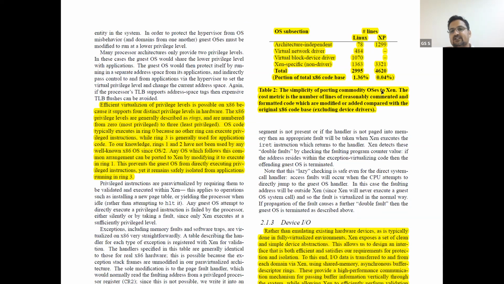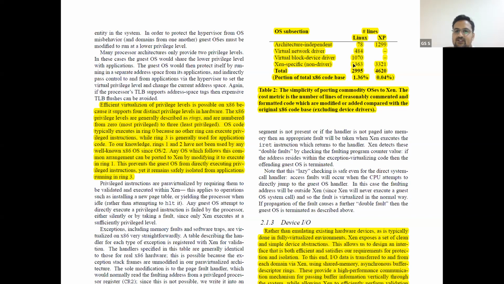When they modified the operating systems so that they can run Xen, how many lines of code they changed is given in this table. In Linux, there are 78 lines of code which are architecture independent. Network drivers 484 lines, 1000 lines for the virtual block device driver. What is a virtual block device driver? Hard disk. A block device is a hard disk. Character devices, mouse and keyboard are character devices, but hard disk is a block device. These are Xen specific code, around 1300 lines.